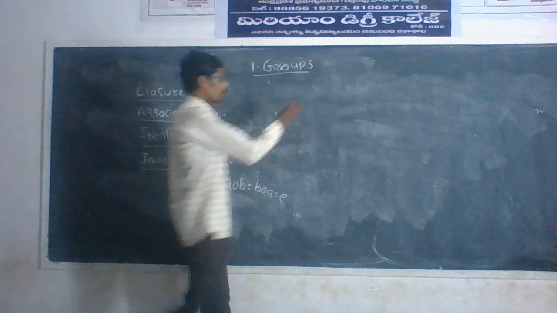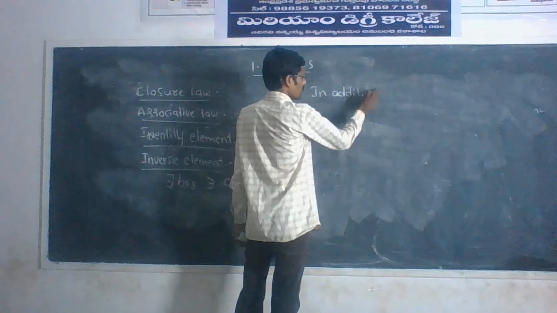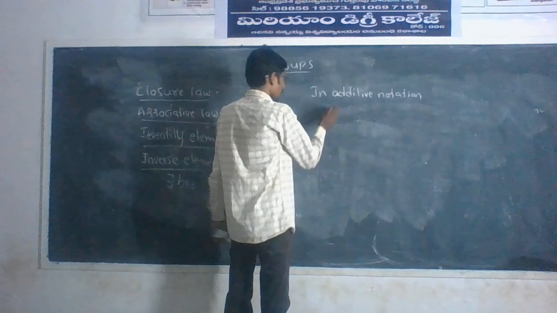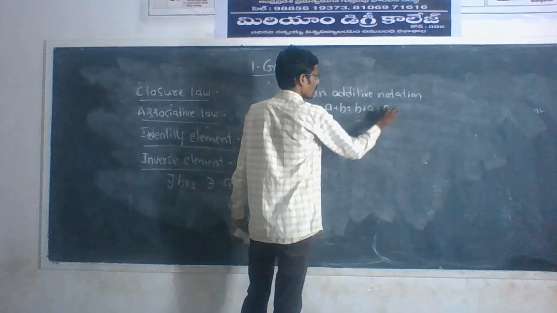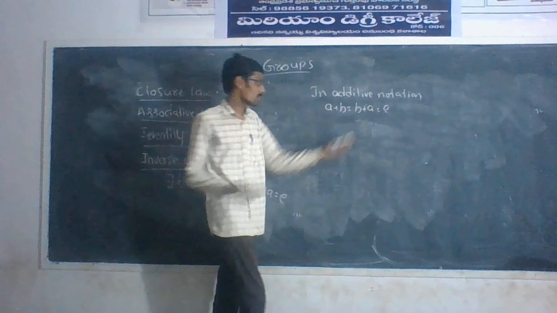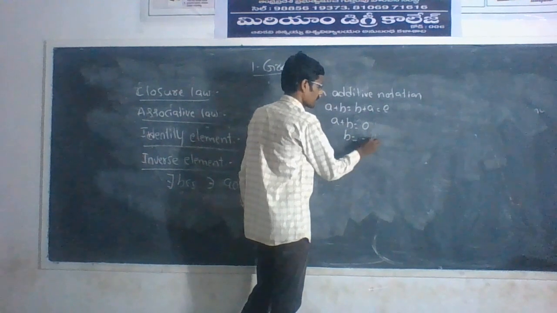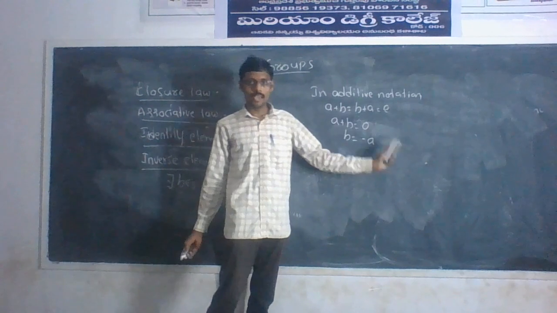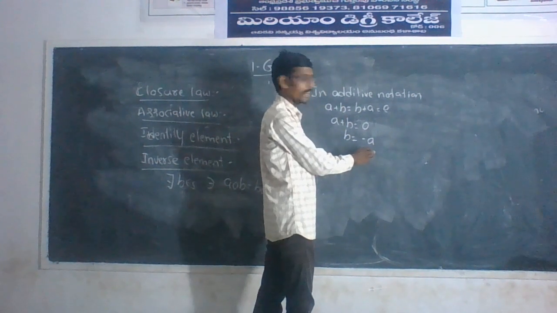In additive notation, A plus B is equal to B plus A is equal to E. In additive notation, the identity element is 0. A plus B is equal to 0, so B is equal to minus A. The inverse of A is minus A in additive notation.